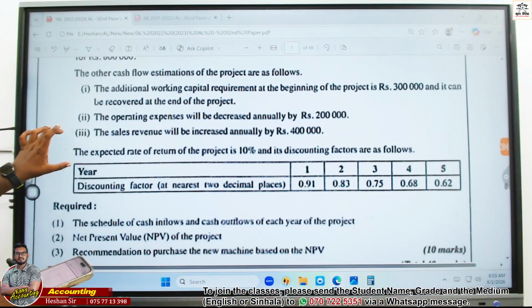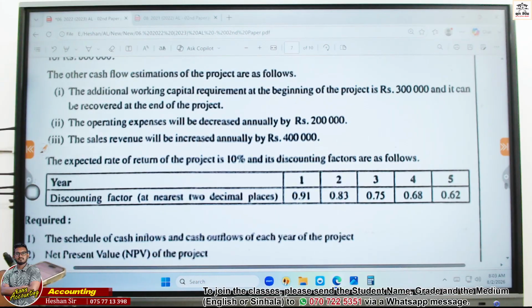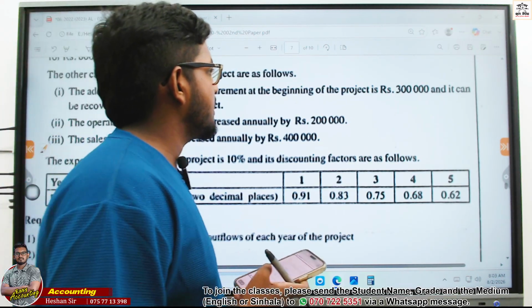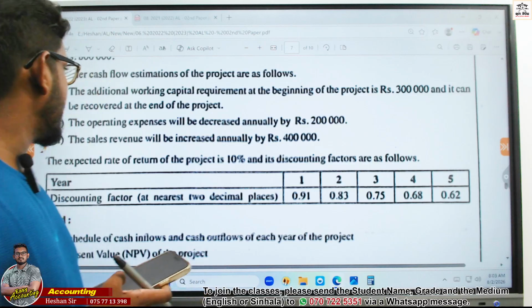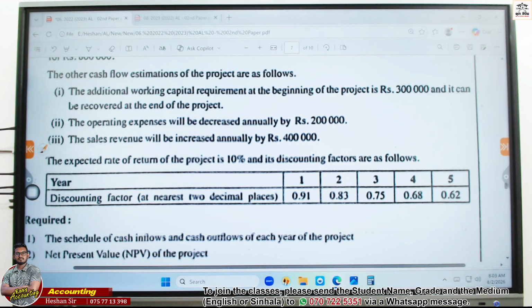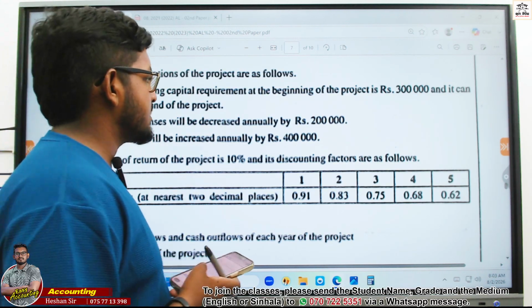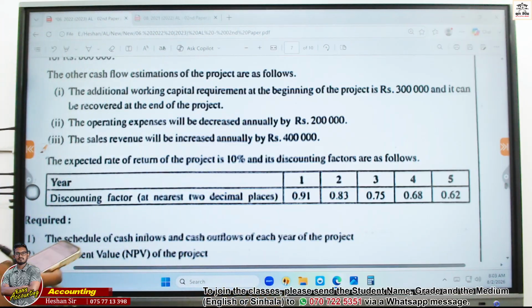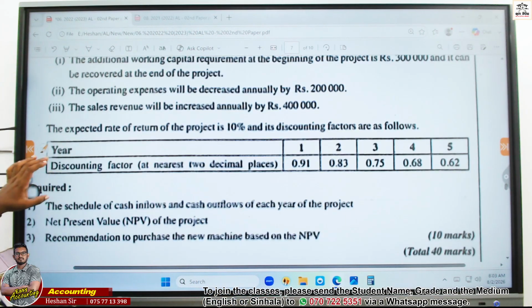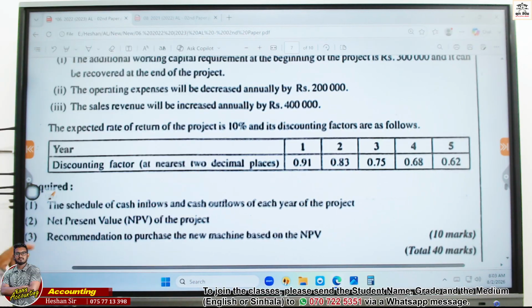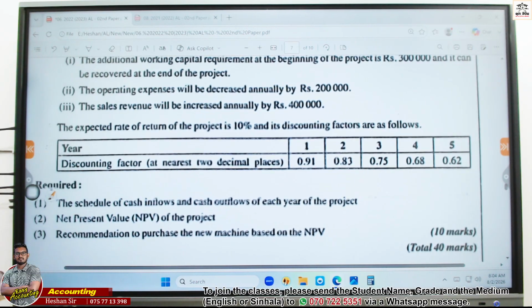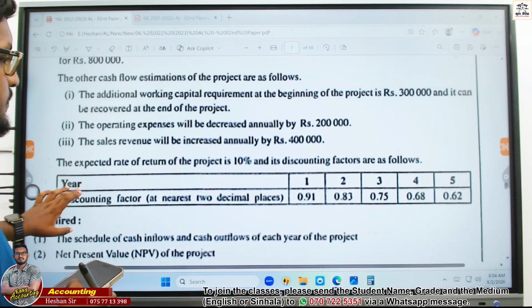The other cash flow estimates of the project are as follows. The additional working capital requirement at the beginning of the project is 300,000 and it can be recovered at the end of the project. The operating expenses will be decreased annually by 200,000. Sales revenue will be increased annually by 400,000. The expected rate of return of the project is 10% and discount factors are given. Required: the schedule of cash inflow and outflow of each year of the project, the NPV of the project, and a recommendation to purchase the new machine based on the NPV.